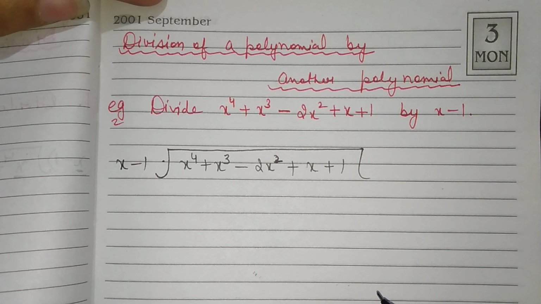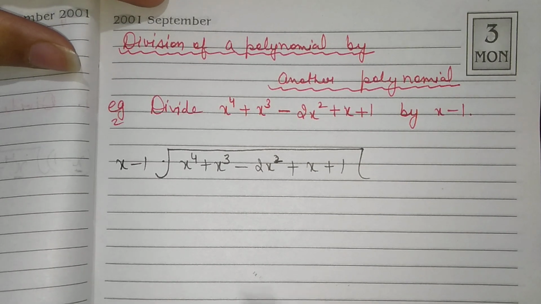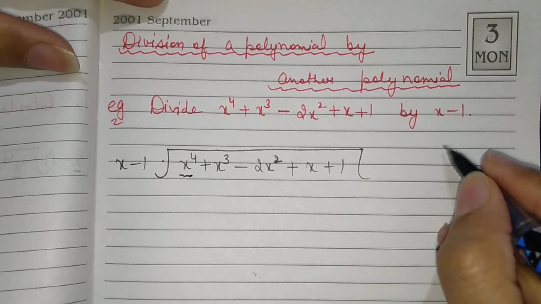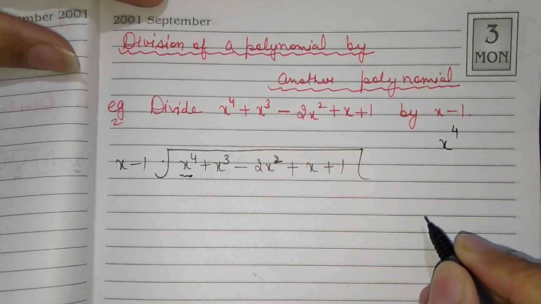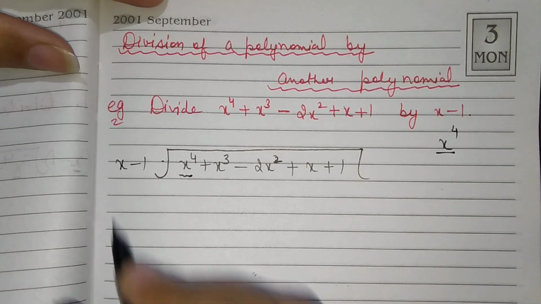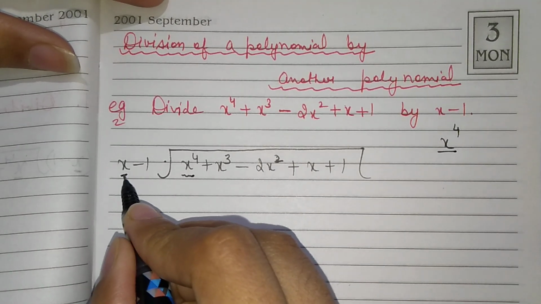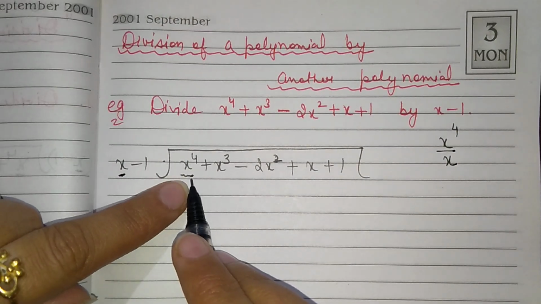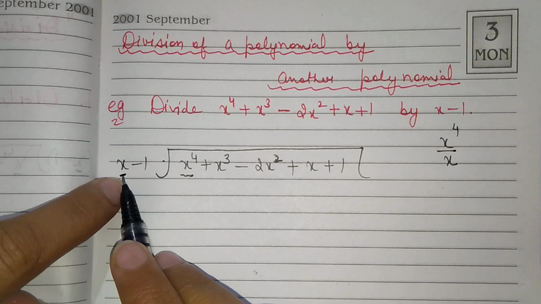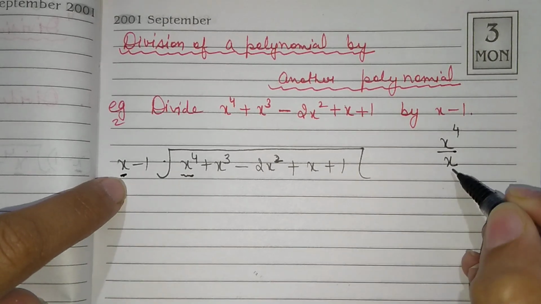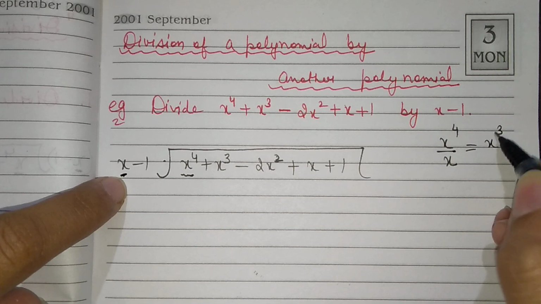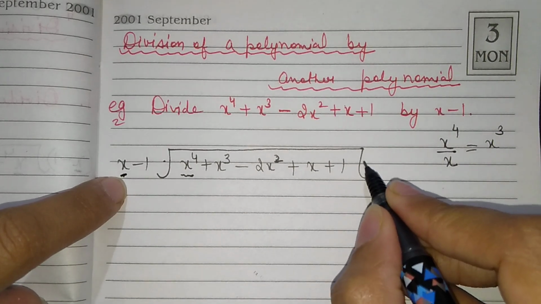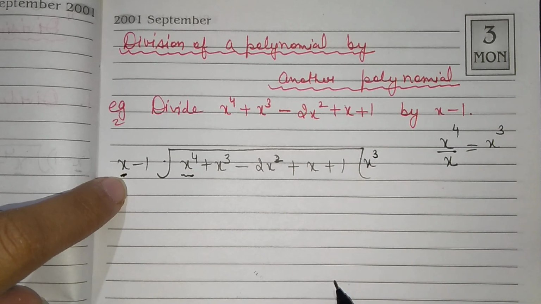For this, let us see what is the first step. The first step is to take the first term of this dividend. The first term is x raised to power 4, and this will be divided by the first term of the divisor, that is x. I repeat, first term of this divided by first term of divisor. Now x raised to power 4 divided by x is equal to x raised to power 3, and this quotient will be written here, x raised to power 3 always.